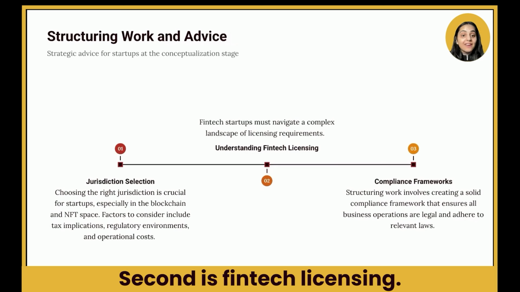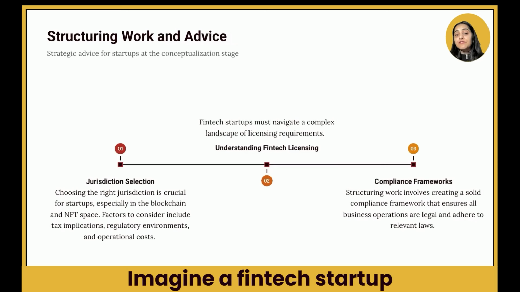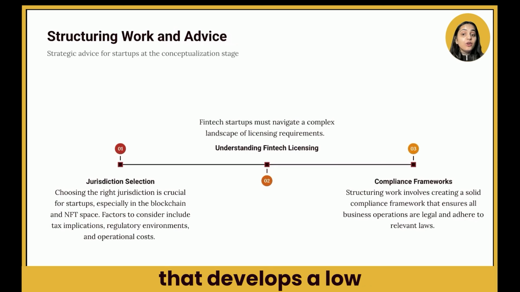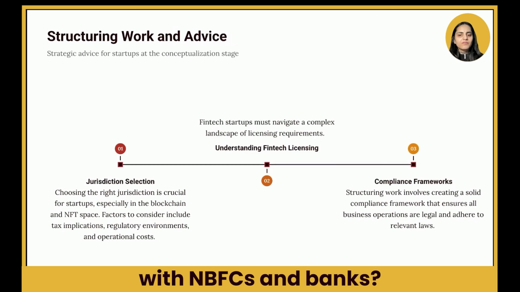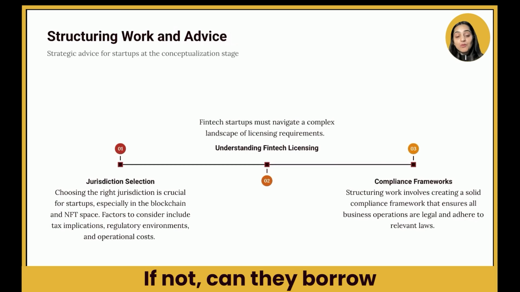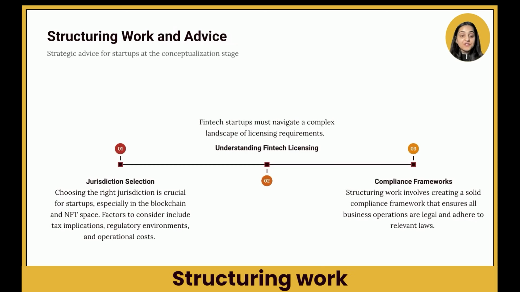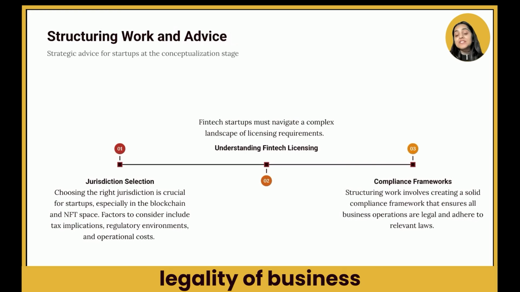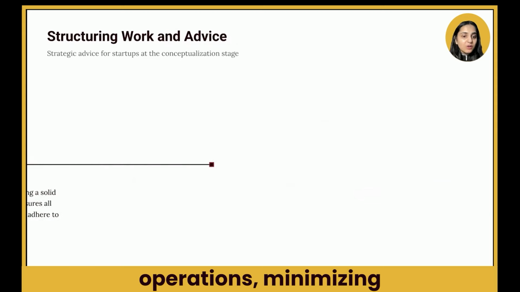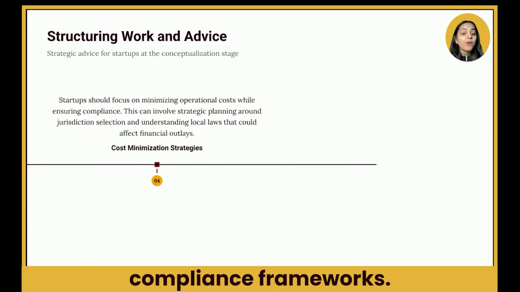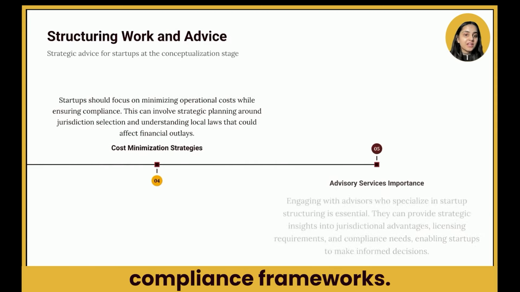Second is fintech licensing. Imagine a fintech startup that develops a low default loan algorithm. Can they collaborate with NBFCs and banks? If not, can they borrow money directly from lenders and issue loans? What licenses are required? Structuring work involves ensuring the legality of business operations, minimizing costs, and optimizing compliance frameworks.